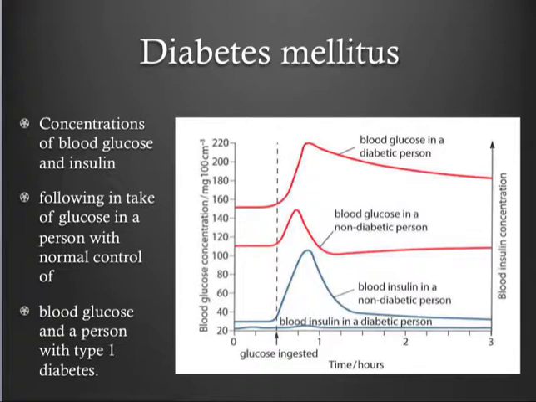The second form is called non-insulin dependent diabetes, or type 2 diabetes. In this form of diabetes, the pancreas does secrete insulin, but the liver and muscle cells don't respond properly. Type 2 diabetes begins relatively late in life and is often associated with poor diet and obesity.